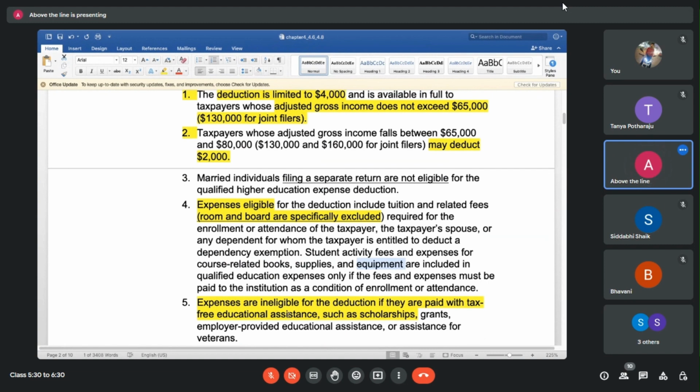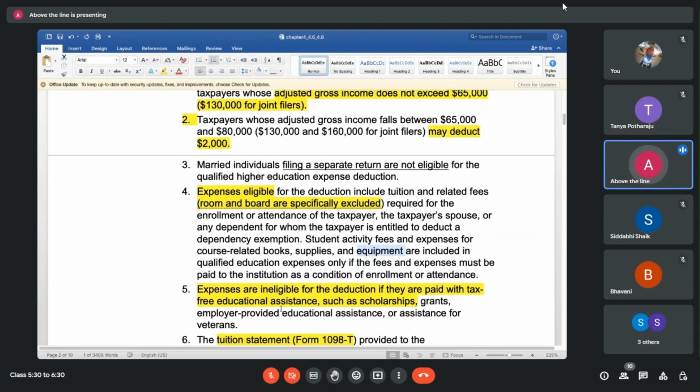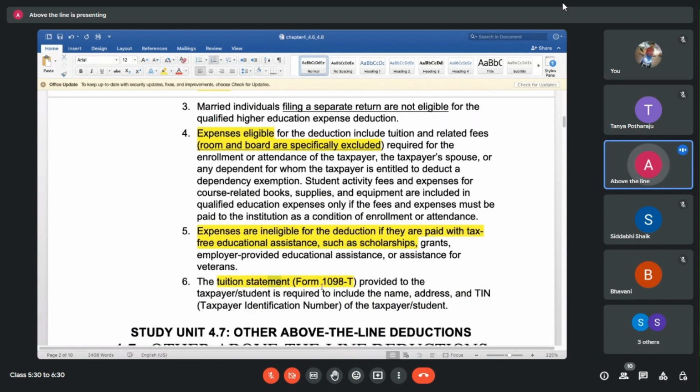Obviously, some of the expenses are going to be ineligible if they are paid with some assistance or through scholarships. Because if the taxpayer is not paying out of their pocket, it's not even fair for them to ask for a deduction. So those are excluded. Now 1098-T, T stands for tuition. That's a very important form, and we will see this form quite often when we are doing the tax return.